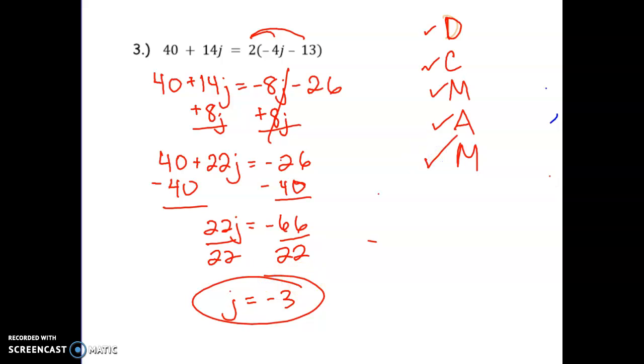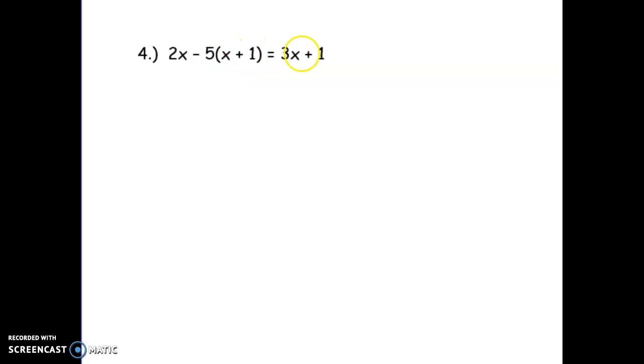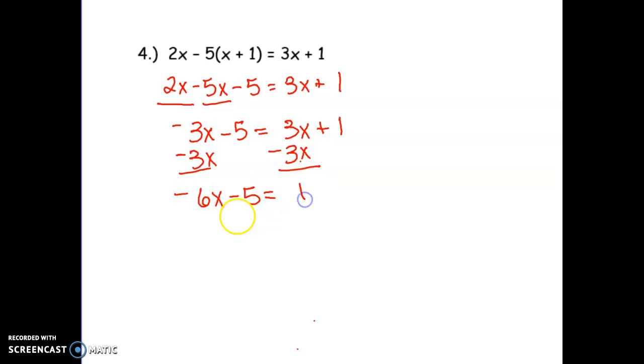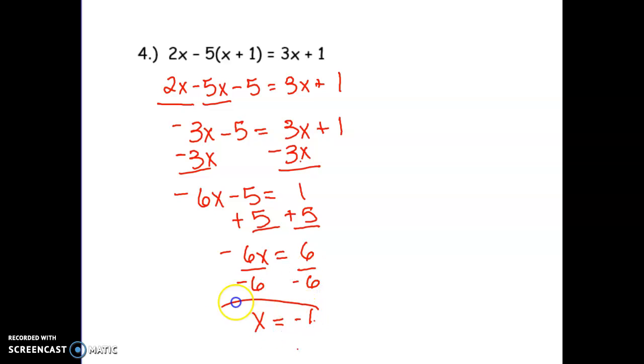Okay, so moving on to number 4. I'm going to start by distributing. 2x minus 5x minus 5 is equal to 3x plus 1. I'm going to combine my like terms. On the left side of the equation, I end up with -3x minus 5 is equal to 3x plus 1. When I bring the 3x to the other side by subtracting the 3x and doing the opposite, I end up with -6x minus 5 equals 1. And when I add 5 to both sides, I'll get -6x is equal to 6. And then I can divide by my -6, and x is going to be equal to -1.